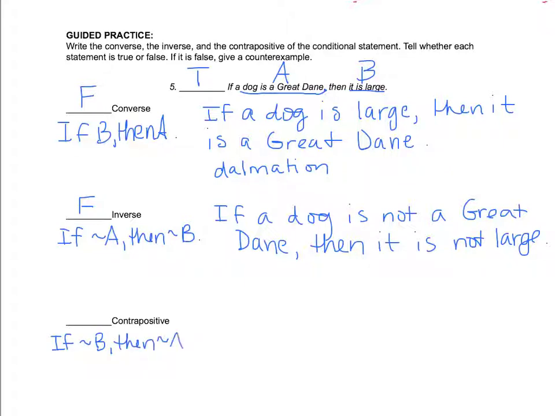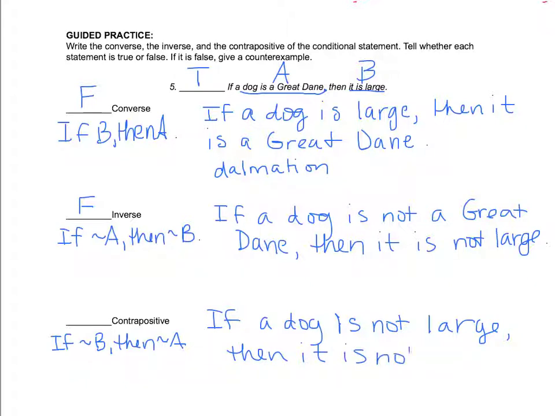then not A. So we're going to say if a dog is not large, then it is not a Great Dane. Well, that's true, because if it's not big, it's not going to be a Great Dane.